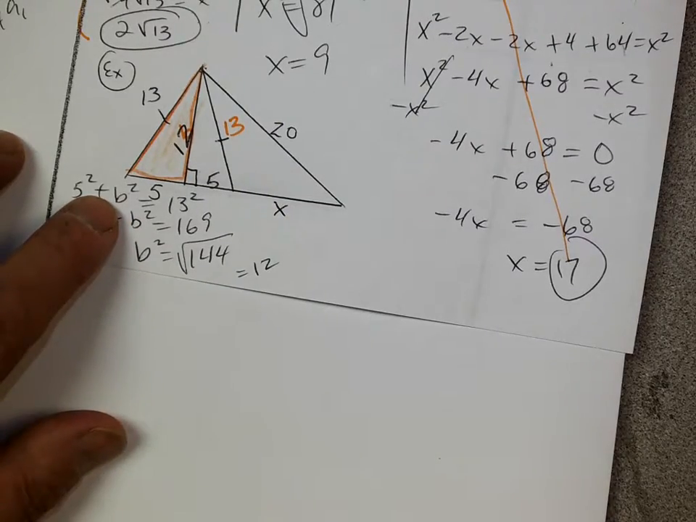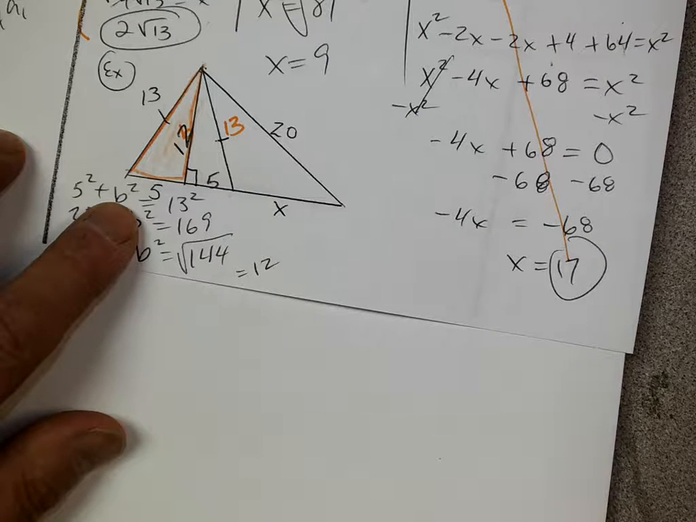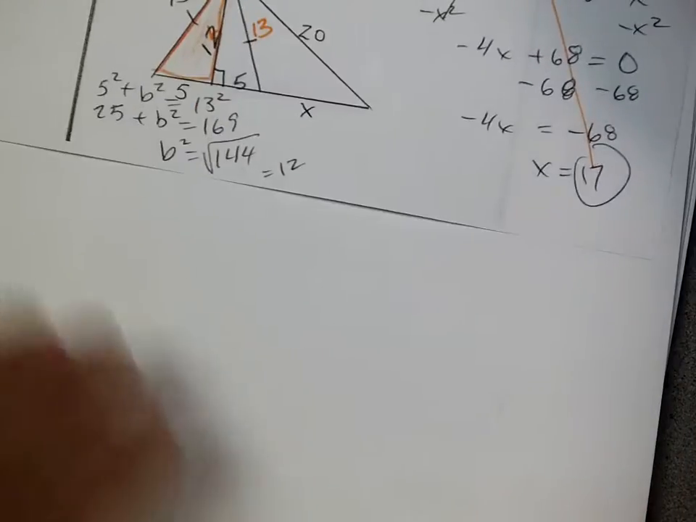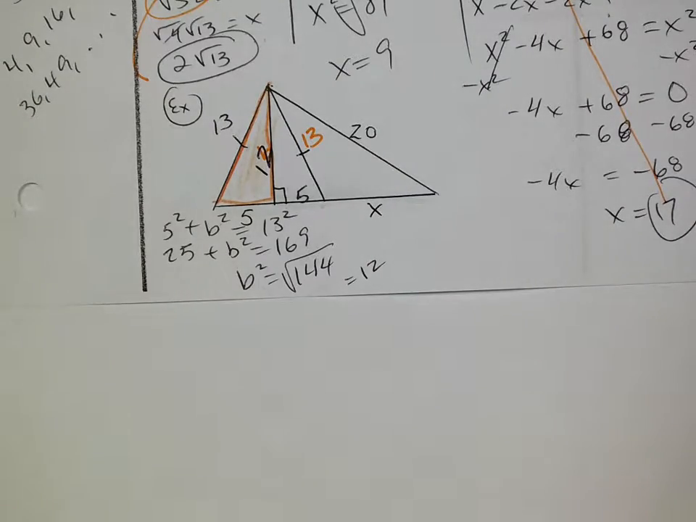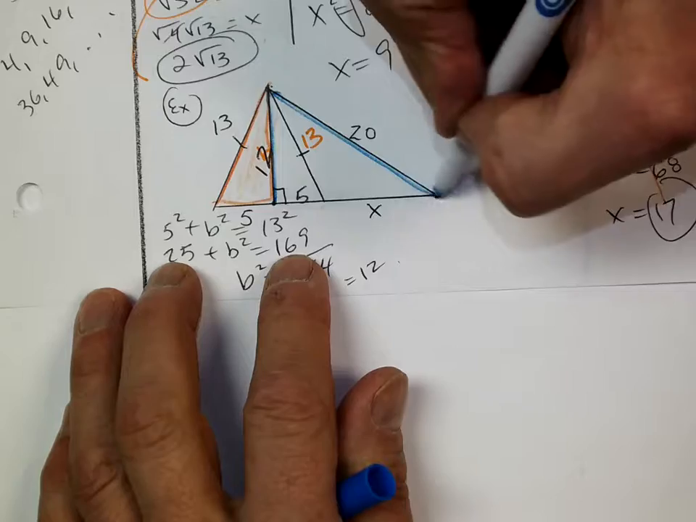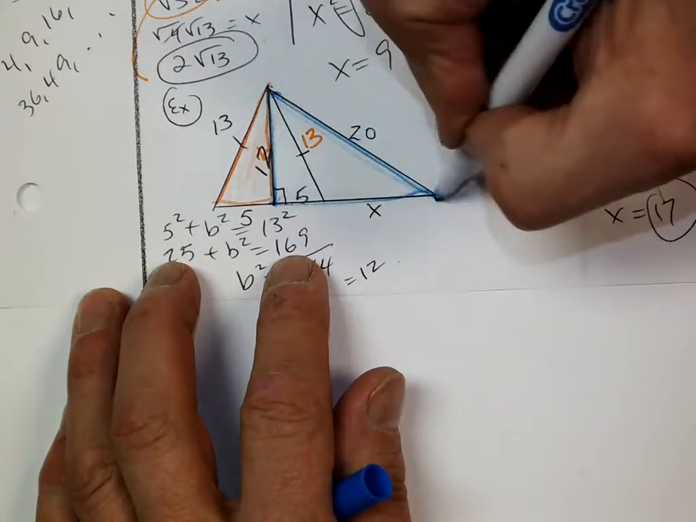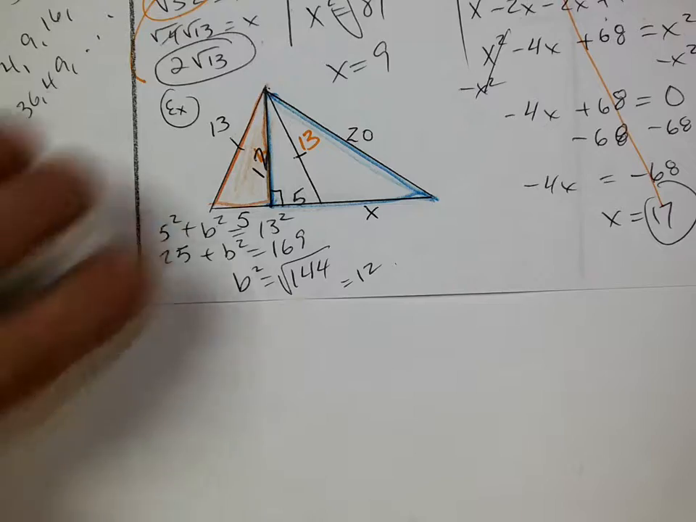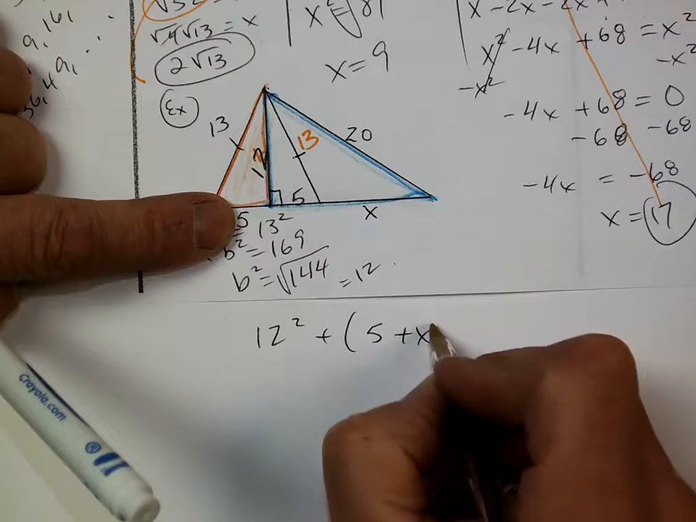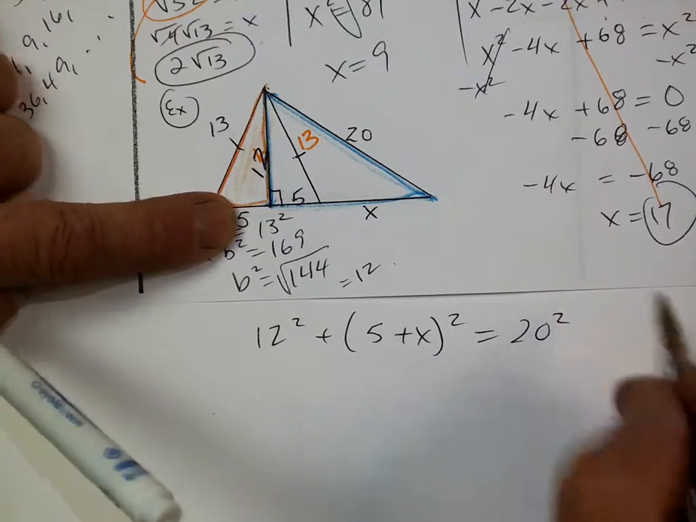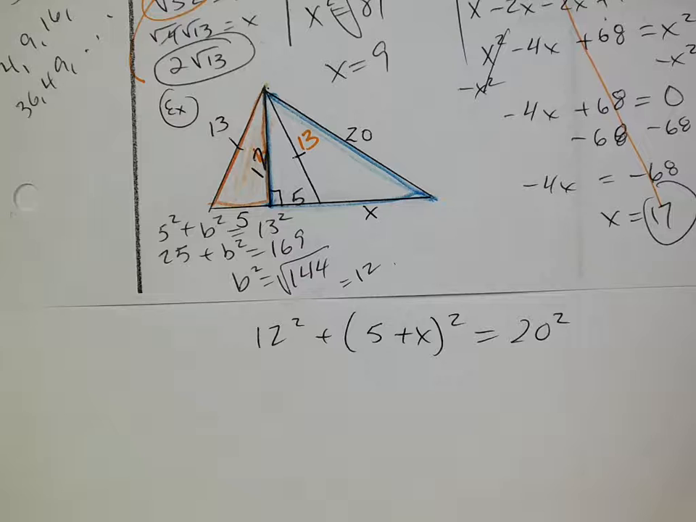Claire: 12 squared plus (5 plus x) squared equals 20 squared. Yes, and I'm going to have to scoot my paper. So Claire's right. Now, let me highlight the other triangle, okay? So we're going to look at the blue triangle. You guys see the blue triangle? So I'm going to go 12 squared plus (5 plus x) squared equals 20 squared, okay? You all right with that? So it's going to be a little bit harder. I don't mind a little bit hard. You guys have to pass that state test, so let's do some hard problems.